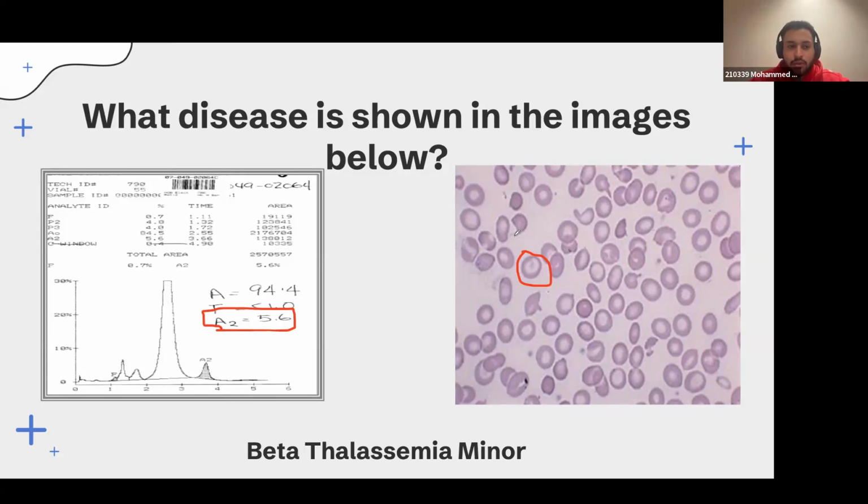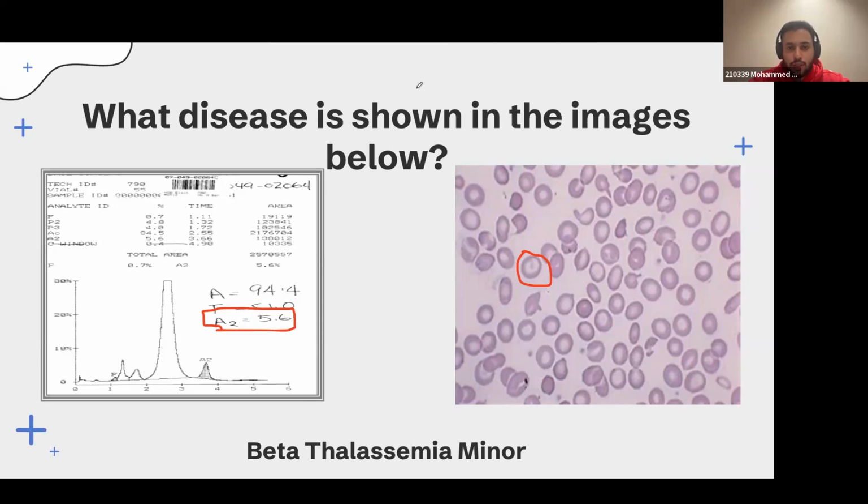And also major is going to be very symptomatic. Okay, it's blood transfusion dependent. Without it, they can't live pretty much. So yeah, thalassemia minor is not transfusion dependent. It's usually asymptomatic. However, they might have anemia. Okay, simple anemia. And that's pretty much it for minor.